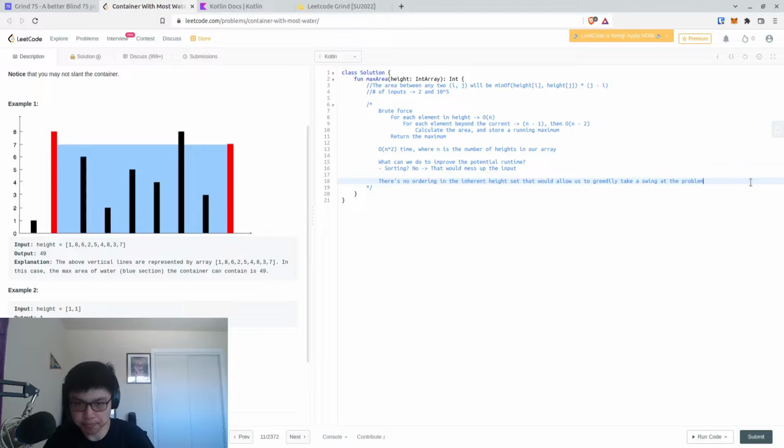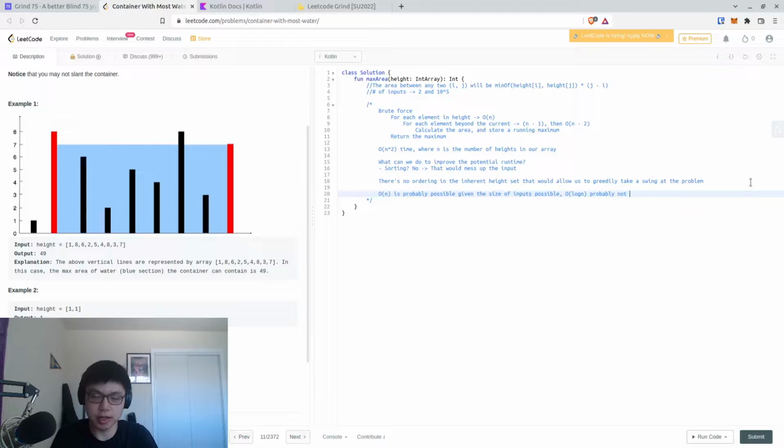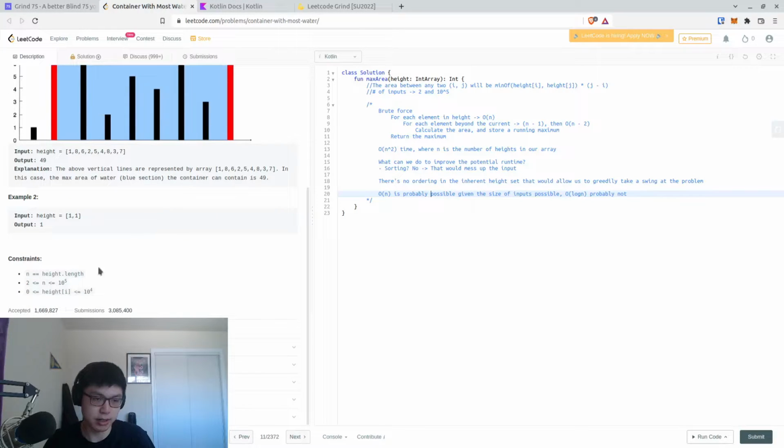Still a decent amount. I think it makes sense that O of n is probably possible given the size of inputs possible. O of log n probably not, without some ordering, which this really doesn't have a lot of. So I don't think O of log n is possible. But I think that O of n is probably possible given the size constraint of 10 to the 5.